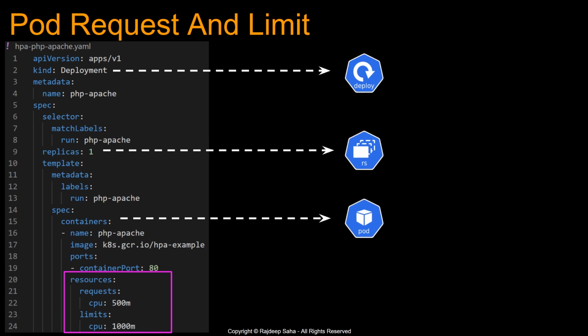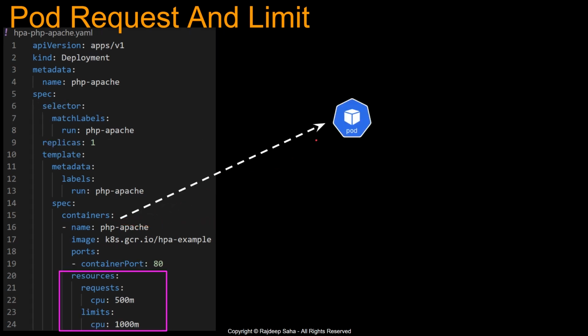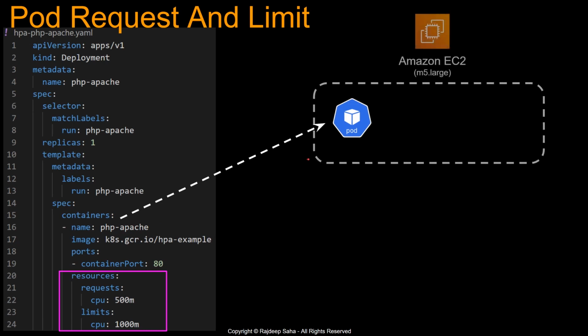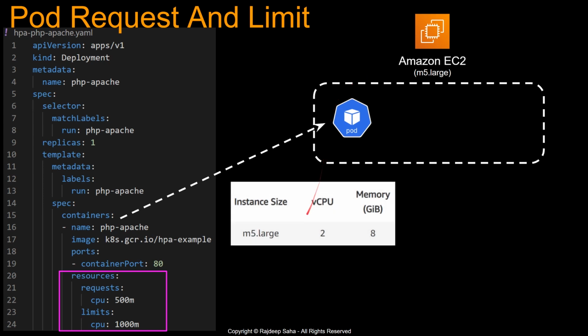The requests CPU and limit CPU. So let's try to understand what they mean. Okay, so this container spins up a pod, and this pod is running on a node, or an Amazon EC2, which is M5 large. I know you are probably thinking, why does Raj keep on mentioning M5 large? Okay, here is the reason. This M5 large has 2 vCPU and 8 GB of memory.